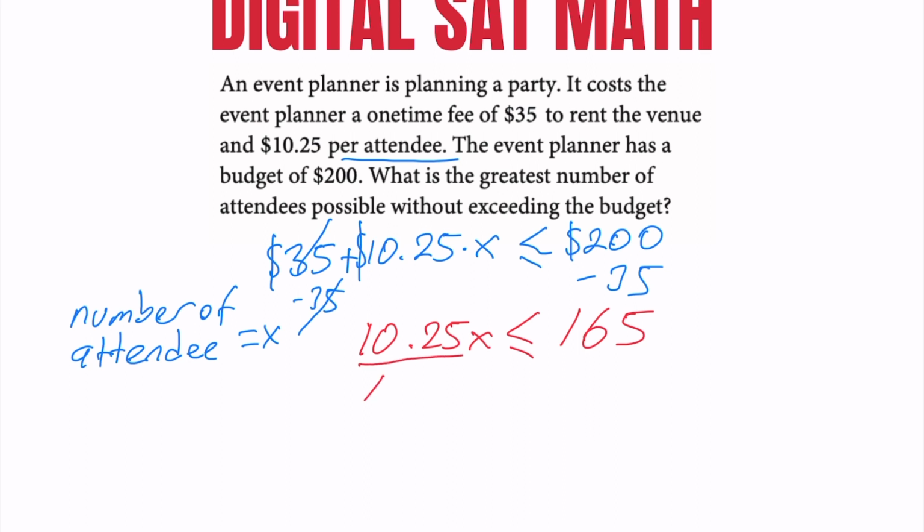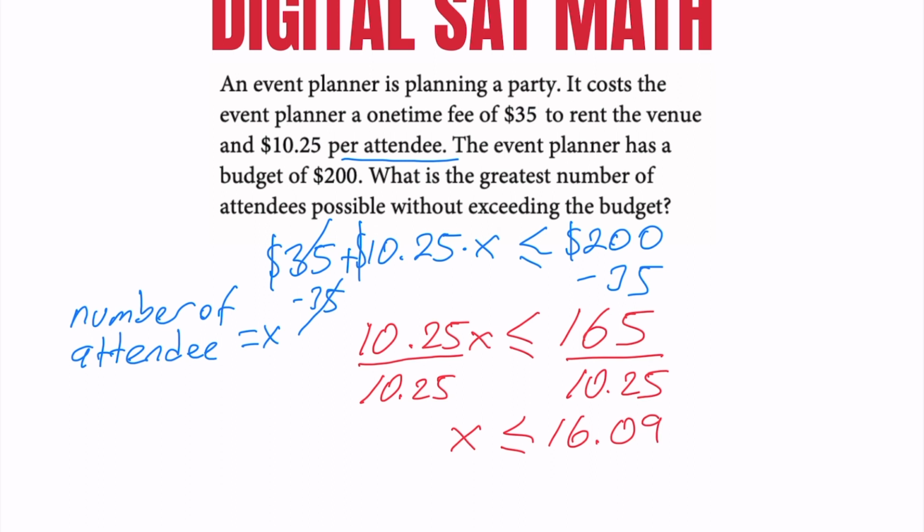So you can easily divide both sides by 10.25. Why do we divide by 10.25? Because we're trying to get x, the variable, by itself. So when you divide 165 by 10.25, x will be less than or equal to 16.09, and it keeps going.